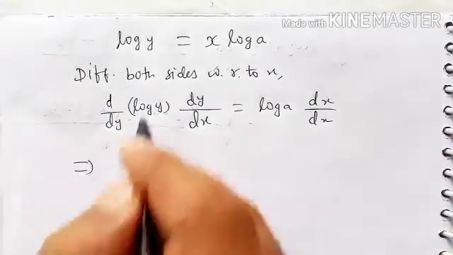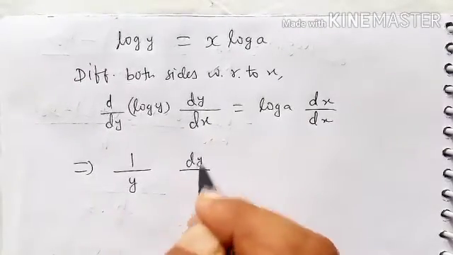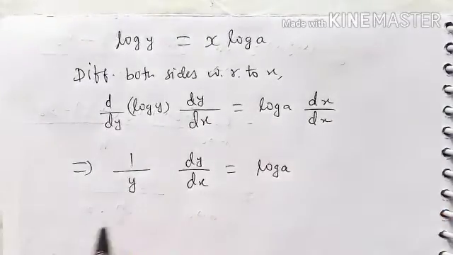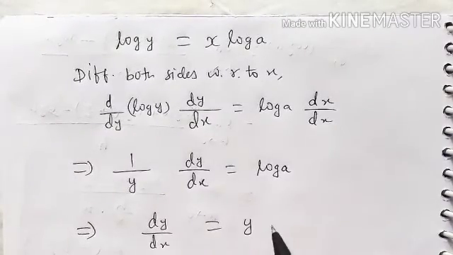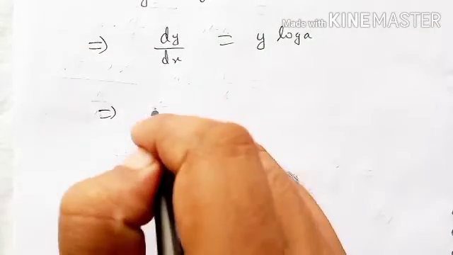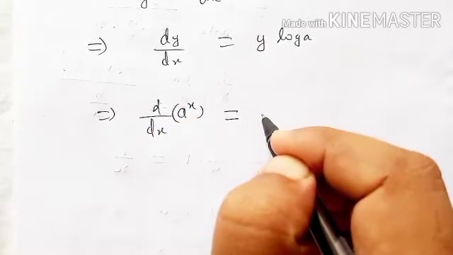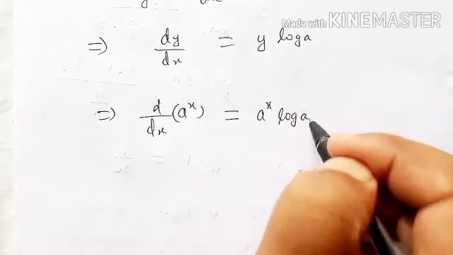Now from here, from theorem 2, we have the derivative of log y is 1 by y. The derivative of x is 1. From here we have dy by dx is equal to y log a. Now putting the value of y, we have the derivative of a to the power x is equal to a to the power x log a.